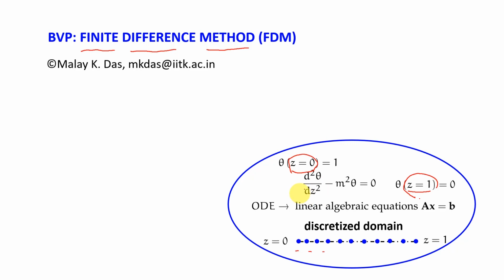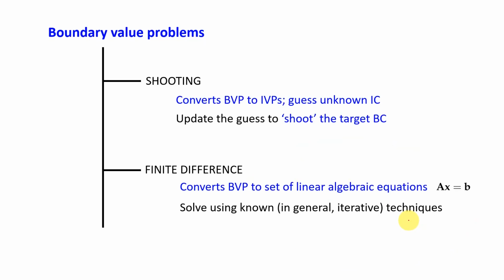After discretization, we write the derivative in the discretized domain. Once we do so, as I'll show you shortly, this ordinary differential equation will be converted into a set of algebraic equations of the Ax equals b type, and then we should be able to solve this Ax equals b type equation using any of the methods that we have discussed before. So let us see how we do so.